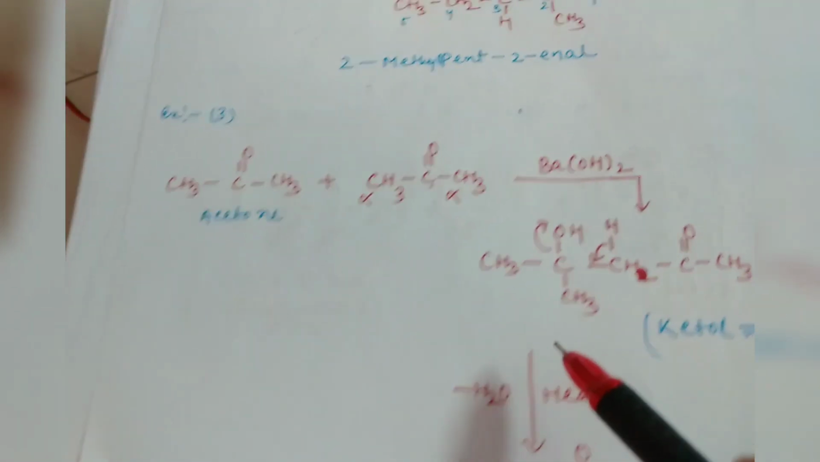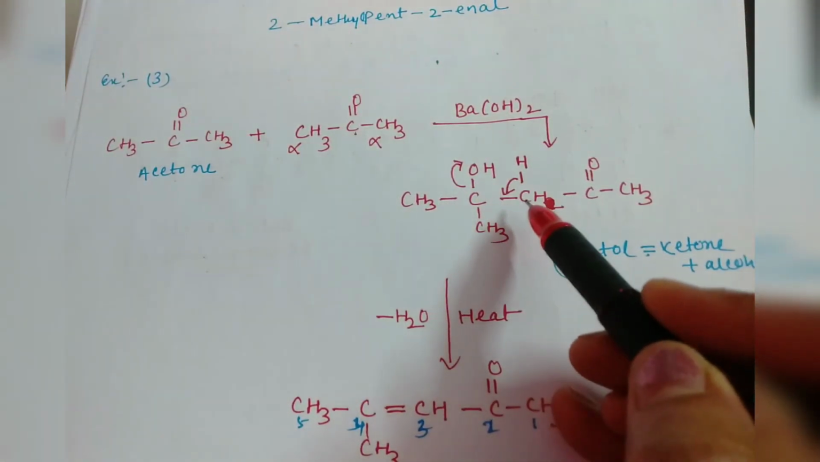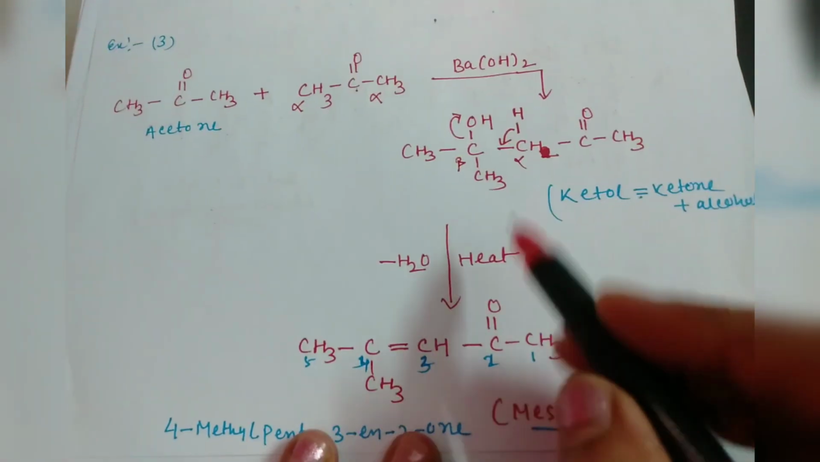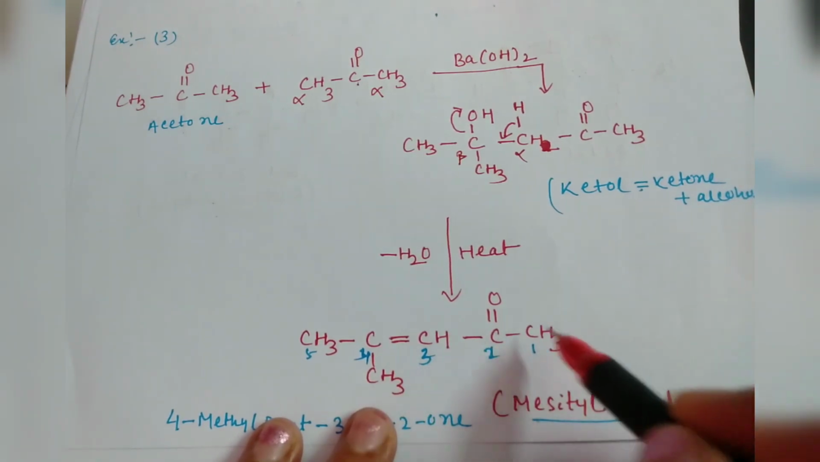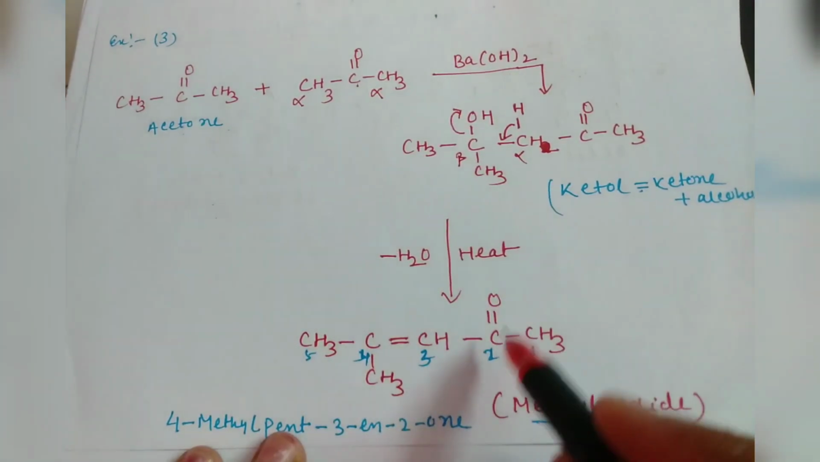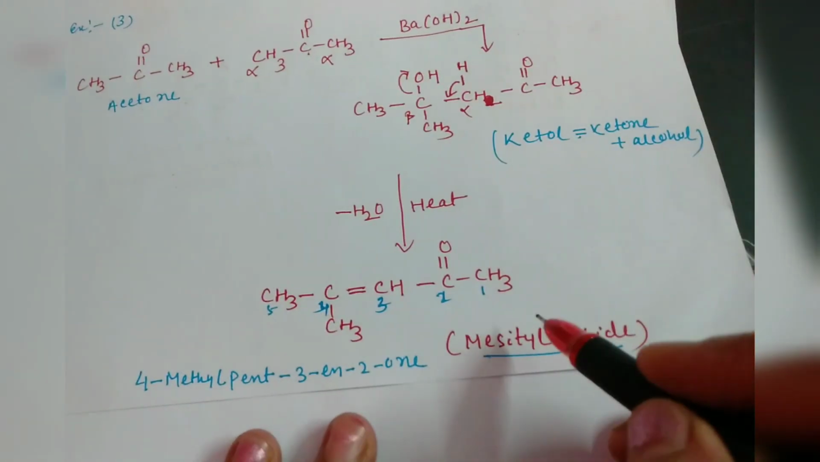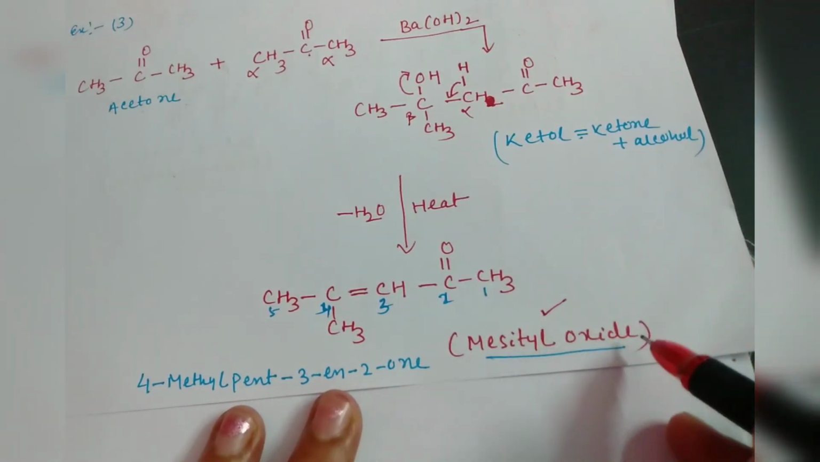Again if we heat it, then a water molecule is removed from the alpha and beta positions, and a double bond occurs here, so it becomes C CH3 double bond CH3. This is the final product. All are in the same manner. And another important point is, remember this compound, the common name of this compound is Aldol.